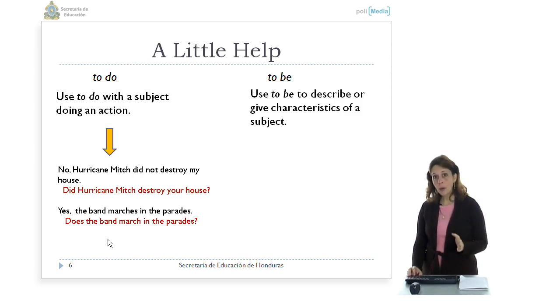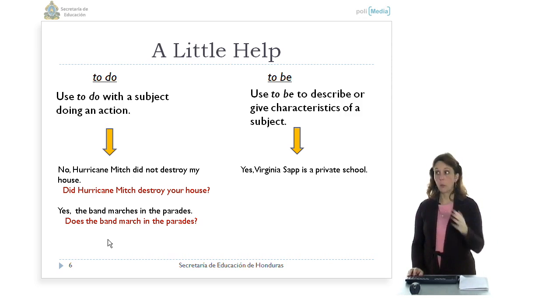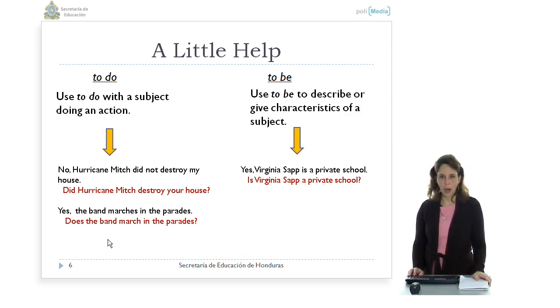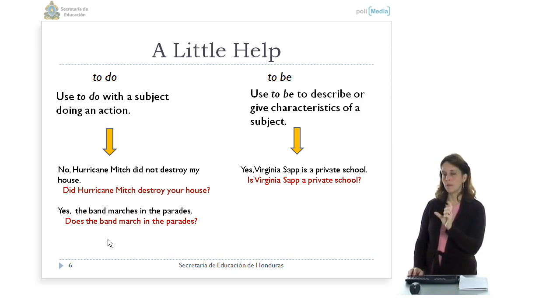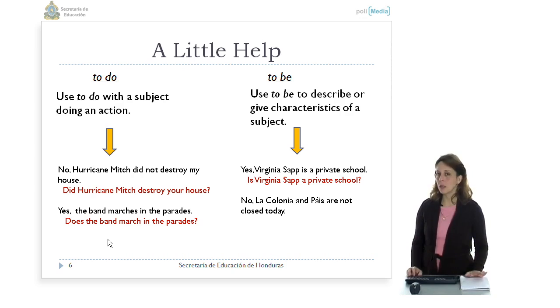When we're describing or giving characteristics of the subject. For example, yes, Virginia Sap is a private school. The school is not doing anything. We are describing the school, characteristics. So we say, is Virginia Sap a private school? No form of do, does, or did. So we don't want to confuse those. No, La Colonia and Pais are not closed today. Are La Colonia and Pais closed today?